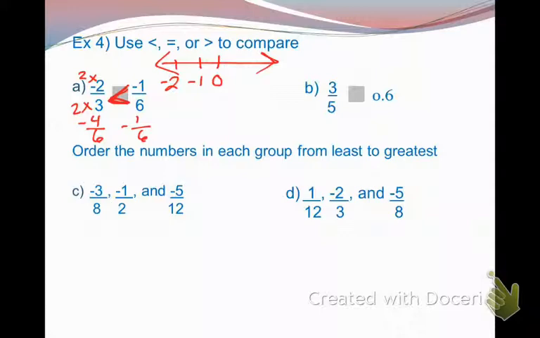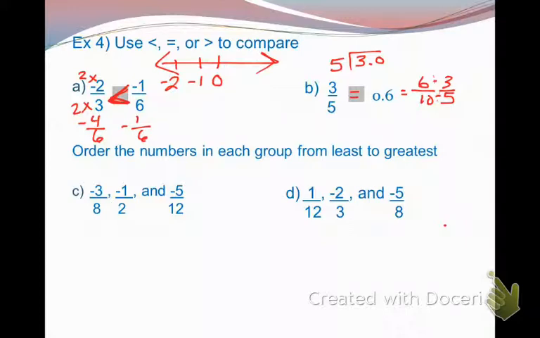Then you have 3/5. Well, you could turn 3/5 into a decimal, and you do that by doing this. Or you could turn this into a fraction, which, if you say this correctly, would be 6/10. And I can reduce it to 3/5. So now I have 3/5 and 3/5, and they equal each other.